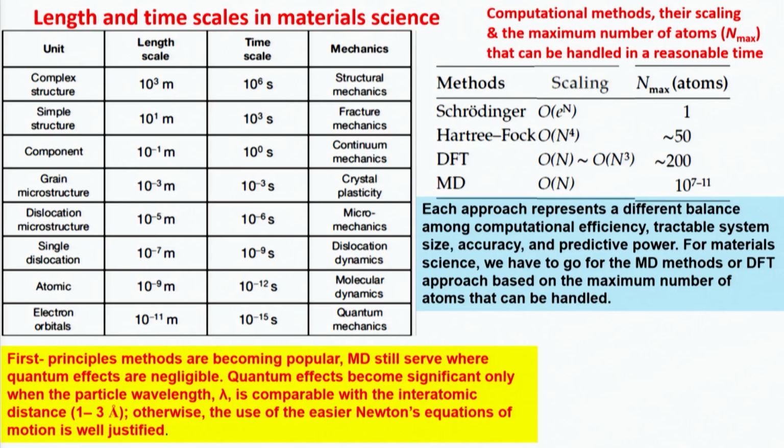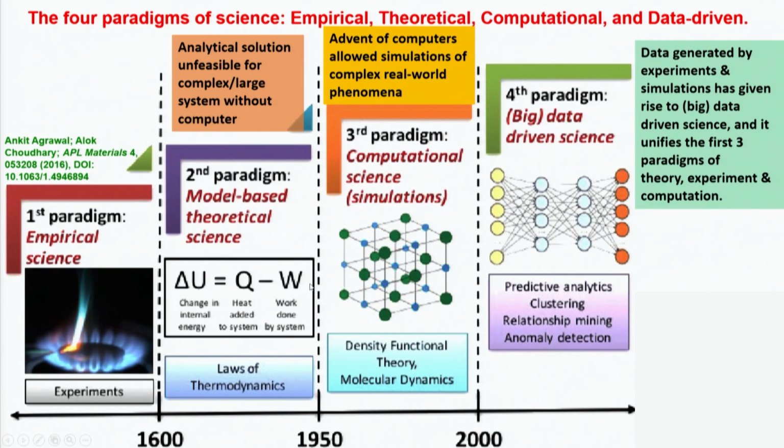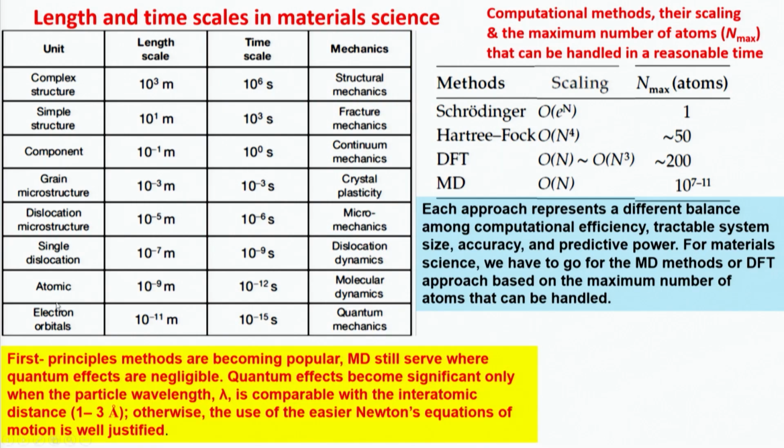This gives you the different length and time scales in material science. Here we can see that for the atomic range, essentially in the range of 10 to the power minus 9 millimeter, and the time scale of 10 to the power minus 12 seconds, we need to use molecular dynamics. For electronic structure based properties, the range is about 10 to the power minus 11 meter, and the time scale is also very short, in the range of femtoseconds. In that case, we have to use quantum mechanics. So as we go down, we need to go to quantum mechanics or wave mechanics based methods.